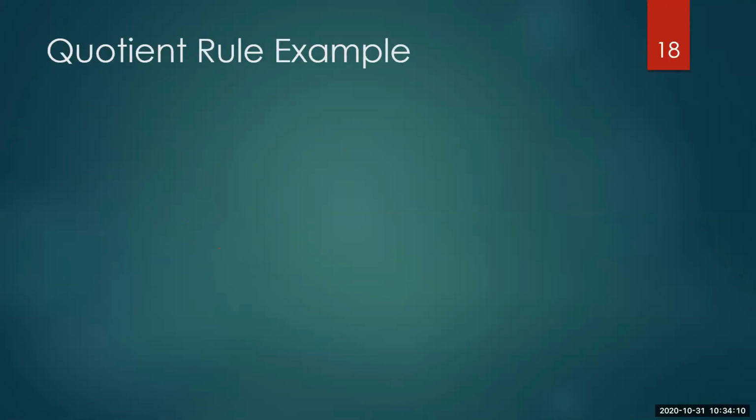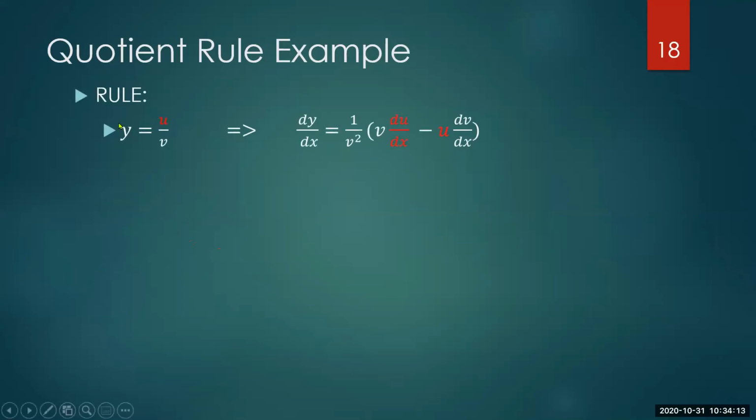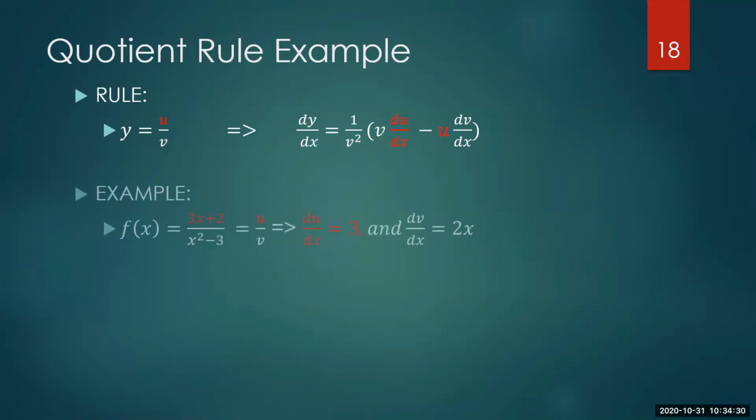So let's look now at the quotient rule. For the quotient rule, this is the rule here. It's dy dx is equal to 1 over v squared into (v du dx minus u dv dx). A little bit more complicated than the product rule, but still very doable, as we'll see. So let's say f of x is equal to (3x + 2) all over (x squared minus 3). So u is 3x + 2, so du dx is equal to 3. And v is x squared minus 3, so dv dx is equal to 2x.